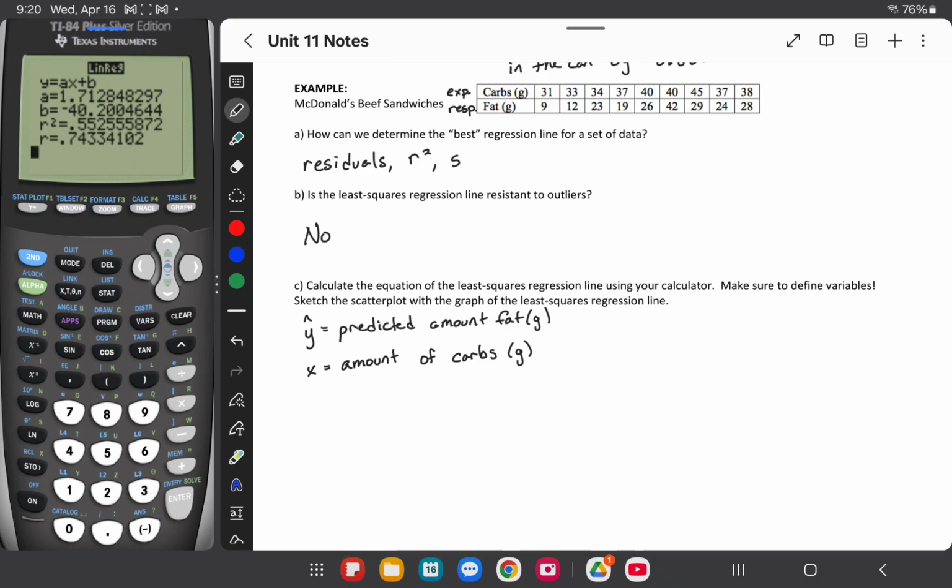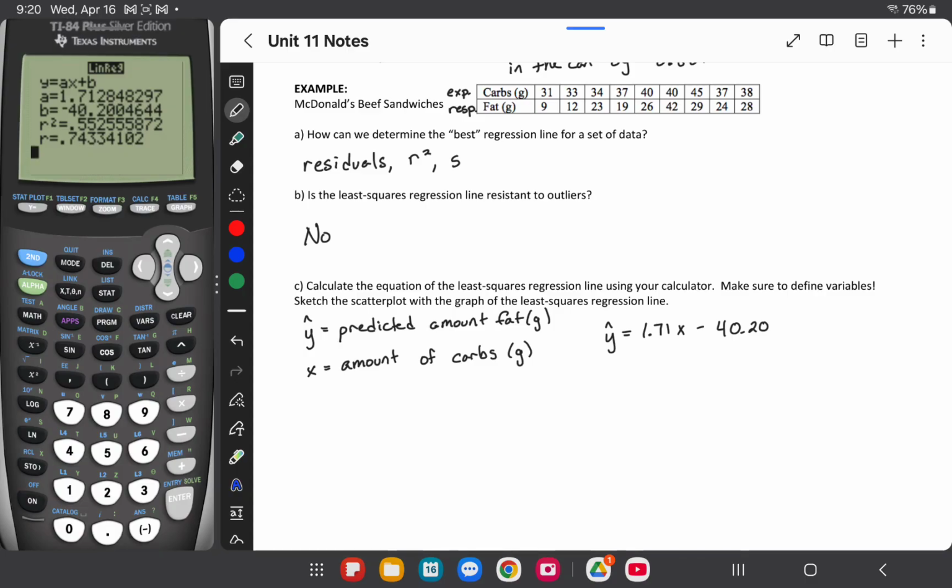Okay, so to write my equation now, I'm going to say that y hat is equal to a, which was 1.71. I'm going to go to just the hundredths place to write it down, multiplied by x, which was the amount of carbs, minus my y-intercept of 40.20, again rounding to 2 decimal places.